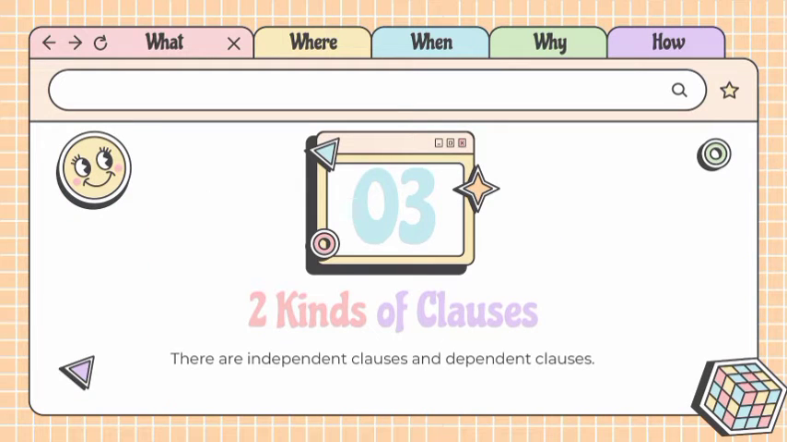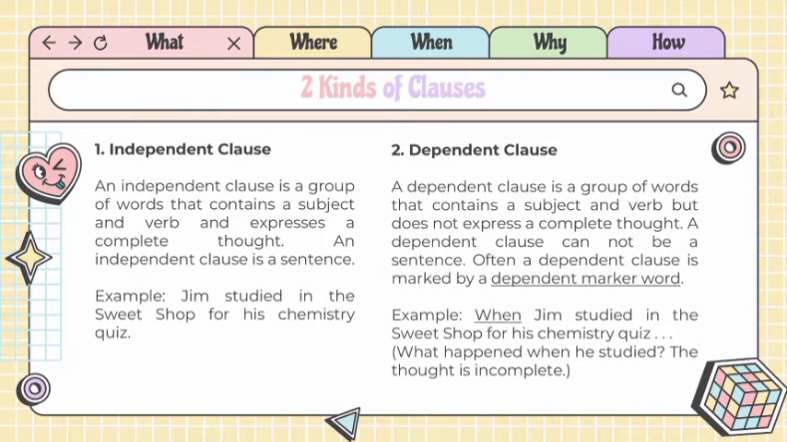3. Two kinds of clauses. There are independent clauses and dependent clauses. 1. Independent clause. An independent clause is a group of words that contains a subject and verb and expresses a complete thought. An independent clause is a sentence. Example: Jim studied in the sweet shop for his chemistry quiz. 2. Dependent clause. A dependent clause is a group of words that contains a subject and verb but does not express a complete thought. A dependent clause cannot be a sentence.